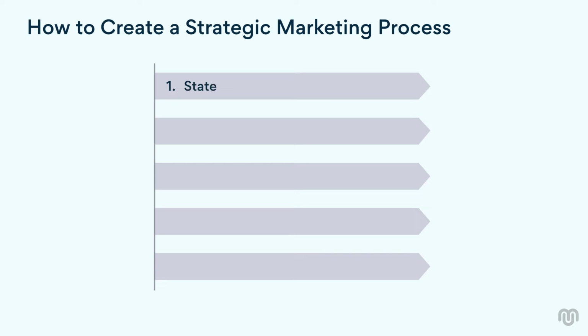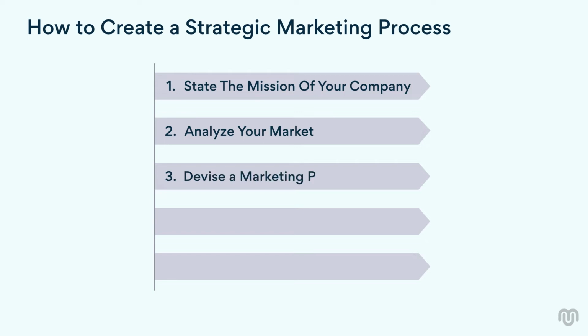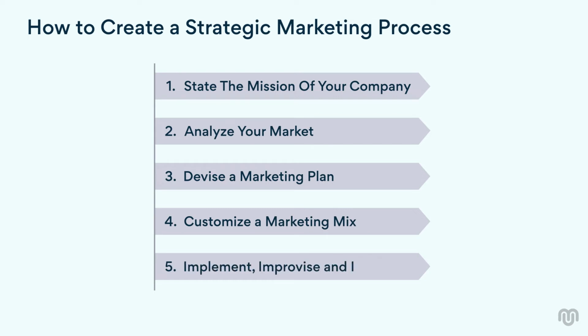Number 1. State the mission of your company. Number 2. Analyze your market. Number 3. Devise a marketing plan. Number 4. Customize a marketing mix. Number 5. Implement, improvise, and iterate.